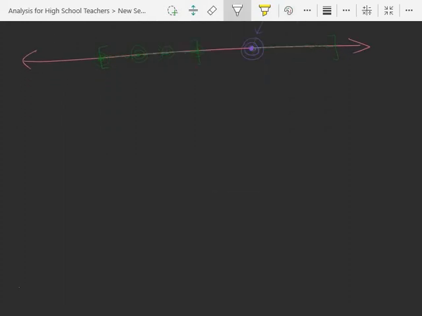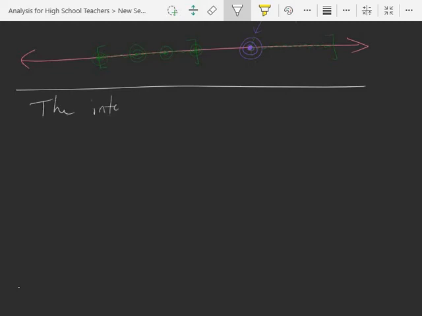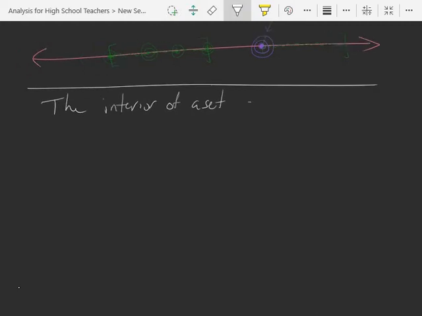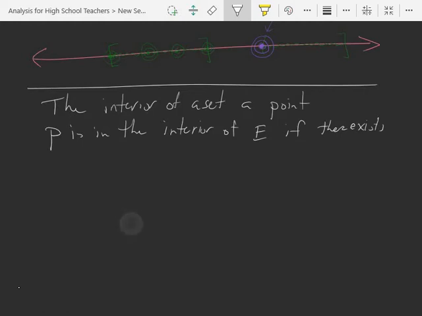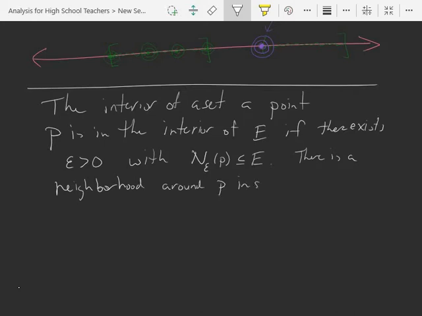Next definition is going to be the interior of a set. So a point P is in the interior of E if there exists epsilon bigger than 0 with the neighborhood of that size around P completely contained in E. So there is a neighborhood around P inside E.